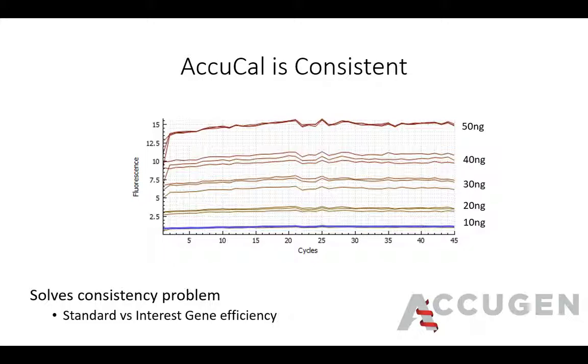As previously discussed, a potential problem with absolute quantification is that amplification efficiencies for the standards may vary to the efficiencies of the gene of interest, and that would lead to inaccurate quantification of your DNA copy numbers. We've designed Accugen so it does not need to rely on amplification efficiencies. Here you can see Accugen fluorescence remain constant in the PCR reaction.